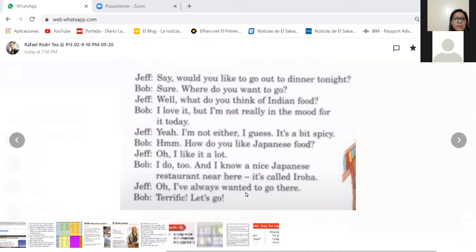The word I'm not either. La T entre dos vocales suena a R. Y no me voy a cansar de repetírselos porque es muy importante y se ocupa mucho en los sonidos finales del inglés. I'm not either. Repeat. I'm not either. Ahí está.